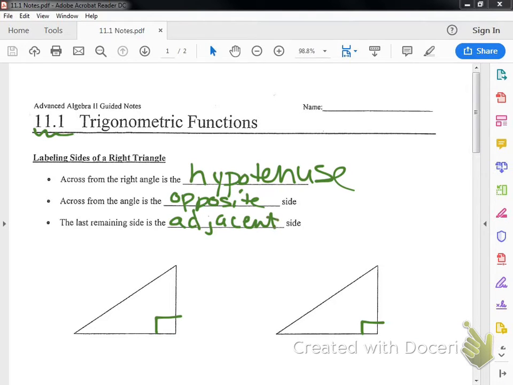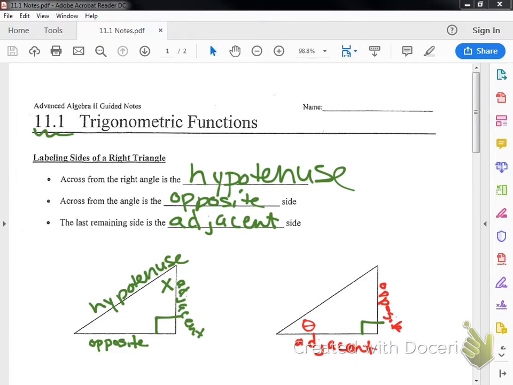So it depends what angle you're talking about. For example, if I'm looking at that angle right there, the hypotenuse is always the same. But in this particular triangle, now across from that x, that's the opposite. And then this guy's the adjacent. But if you're looking at a different angle, for example, if I'm looking at this guy, now this side is the opposite, and this side is the adjacent side.